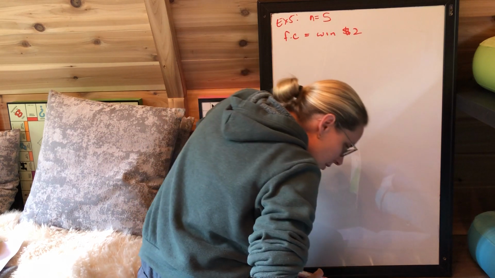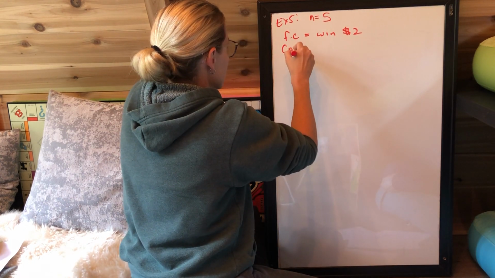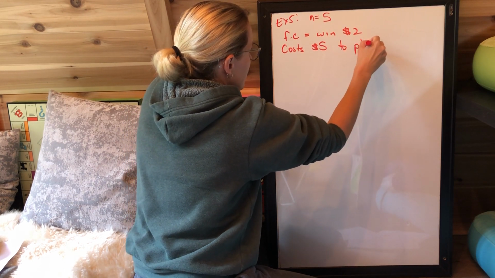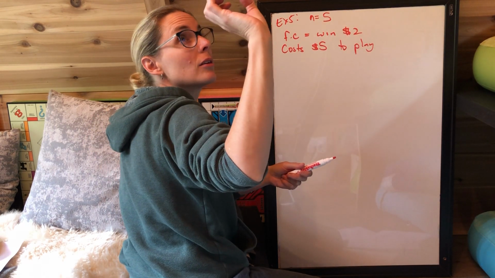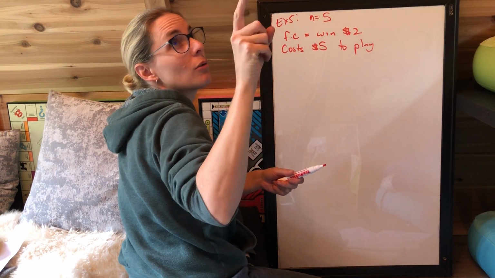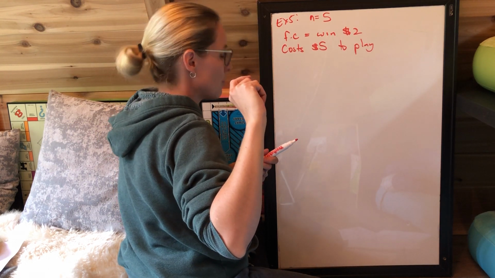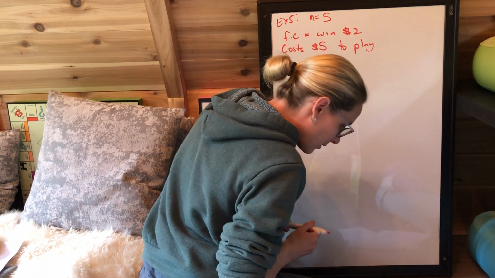It costs $5 to play this game. What game? So you've got a deck of cards. You flip a card. If you get one with a face, which is a jack, queen, or king, you win $2. But it costs you $5 to play. Okay, is this a fair game? I don't think it's fair.